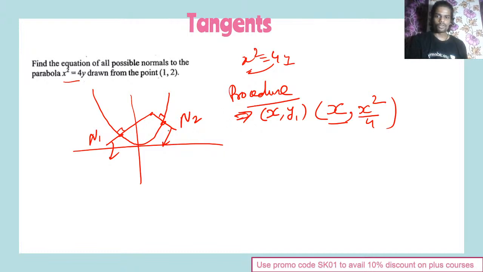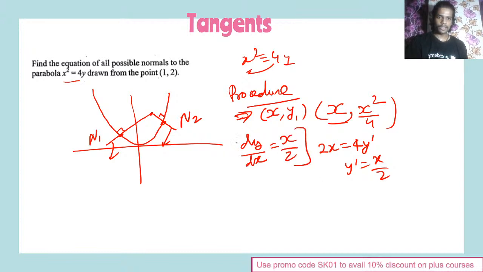And we also know that the slope of the normal is equal to minus 1 upon the slope of the tangent. The slope of the tangent is dy/dx. If you differentiate, you have 2x = 4 dy/dx, so dy/dx is x/2. And the slope of the normal would be equal to minus 1 upon dy/dx, which is minus 2/x. This is the slope of the normal.